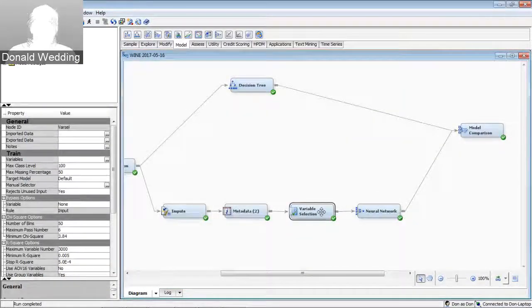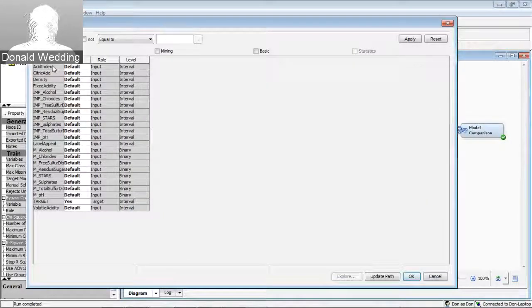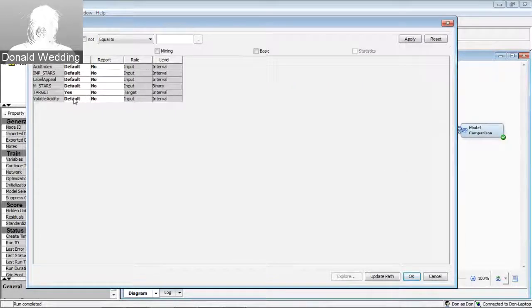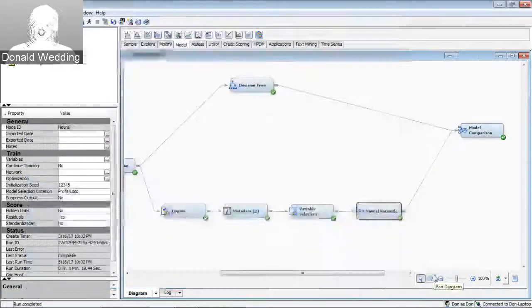Why? Because SAS went through using brute force and checked every one of these variables for correlations. If it's a high correlation, he kept it, and if it's a low correlation, he throws it away. So this is a good way of taking lots of variables down to a small list, because you don't want to throw a lot of garbage variables into your model. So ultimately, the acid index, the label appeal, the number of stars, and volatile acidity, that's the stuff that people look at. I would have thought alcohol would have been important, but apparently it's not. So the neural network gets just the primo variables to work with.